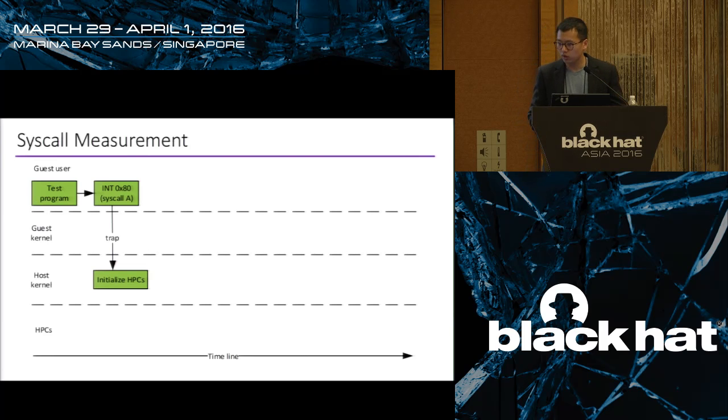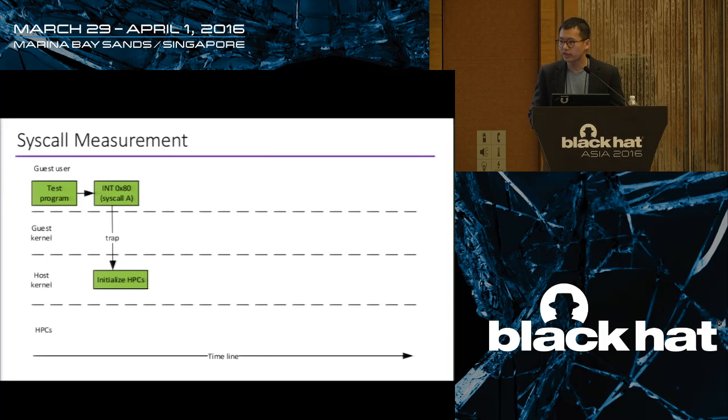I'm going to show a detailed flow at the very low level of how we monitor different events when you launch the test program. First, you start a test program in the guest user space. Here we're monitoring syscalls. Notice that I'm using the instruction int 80 to enter the syscall as an example, but there are also other ways to enter a syscall, like sysenter or syscall.